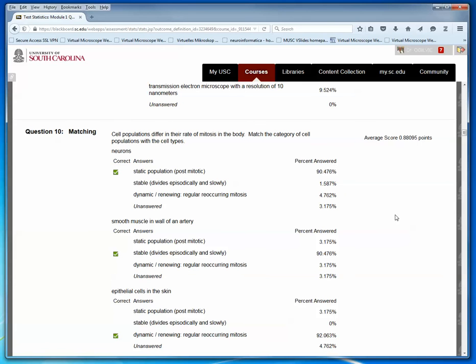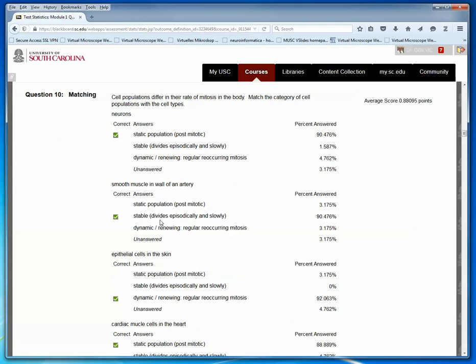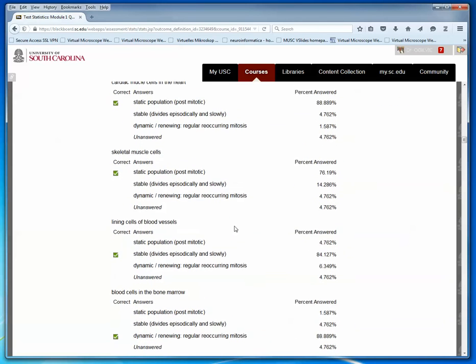And then populations of cells differ in their rate of mitosis. So that's what this question was about. What about neurons? Well, they're static, post-mitotic. What about smooth muscle? Well, they're stable and they divide periodically. Reviewing that might not be a bad idea.